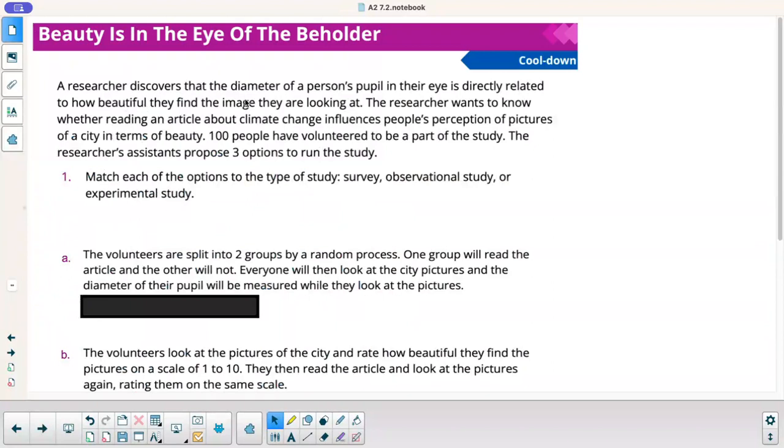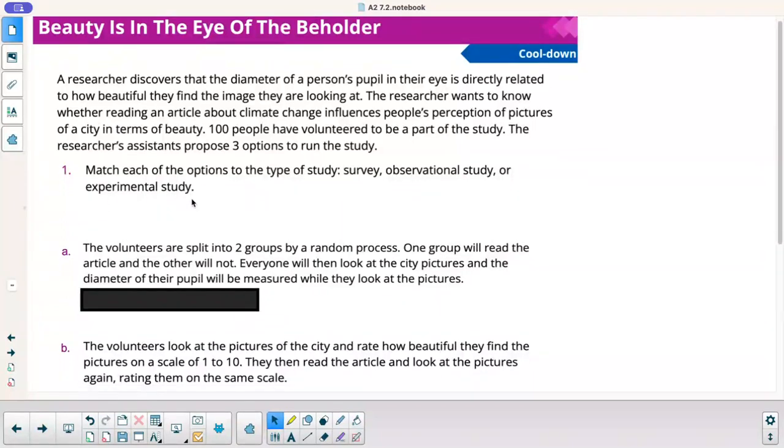A researcher discovers that the diameter of a person's pupil in their eye is directly related to how beautiful they find the image they are looking at. The researcher wants to know whether reading an article about climate change influences people's perception of pictures of a city in terms of beauty. 100 people have volunteered to be part of a study. The researcher's assistants proposed 3 options to run the study. All right, so match each of the options to the type of study. So survey, observational study, or experimental study.